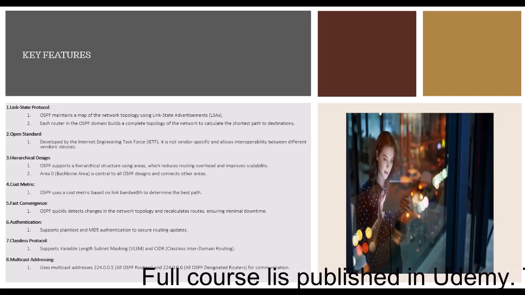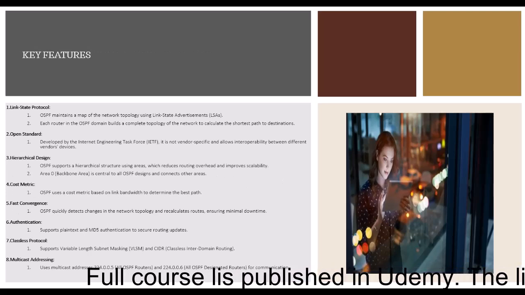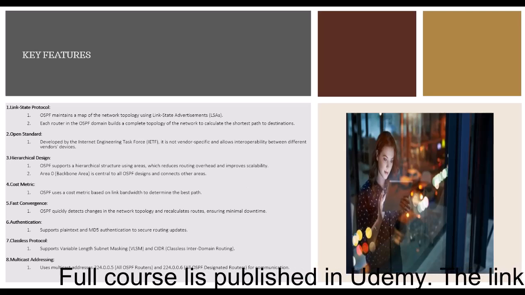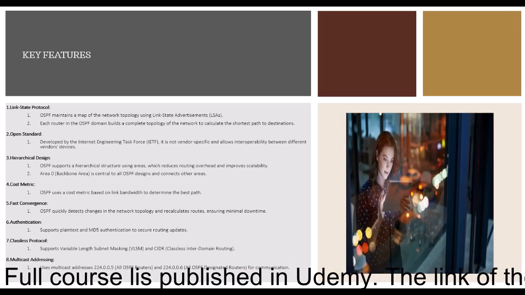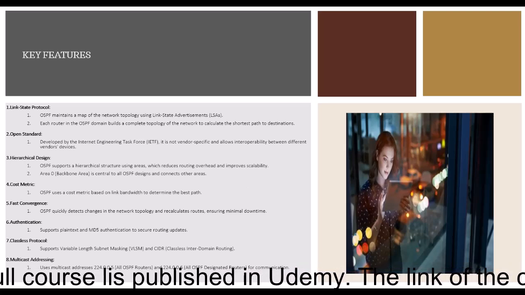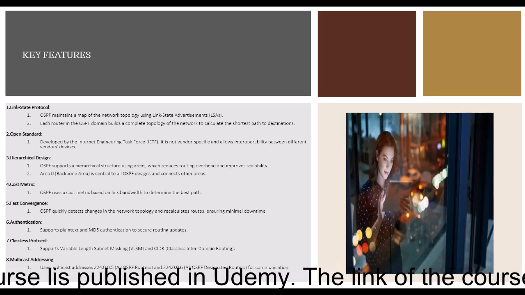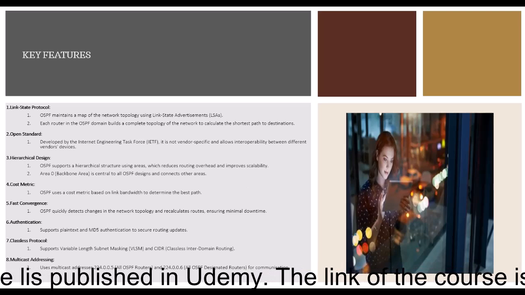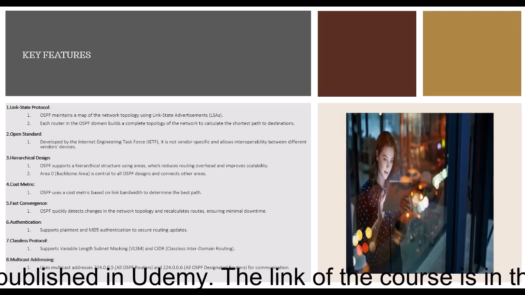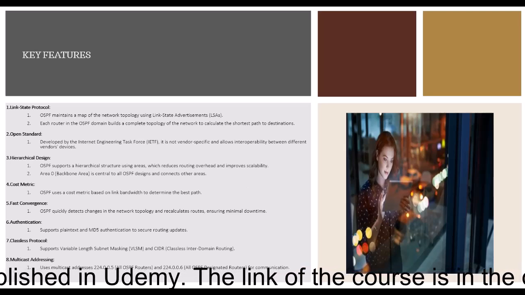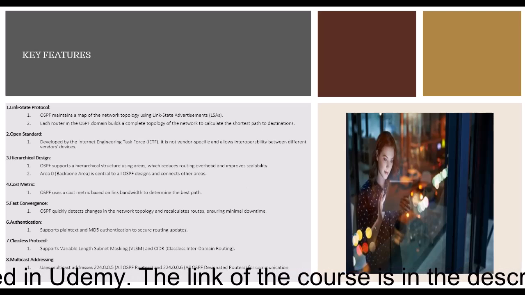Key features. We covered the key features, but let me just go through them again quickly. One of the key features is, of course, that it's a link state protocol. And what does that mean actually? OSPF maintains a map of the network topology using link state advertisements. Each router in the OSPF domain builds a complete topology of the network to calculate the shortest path to destination.